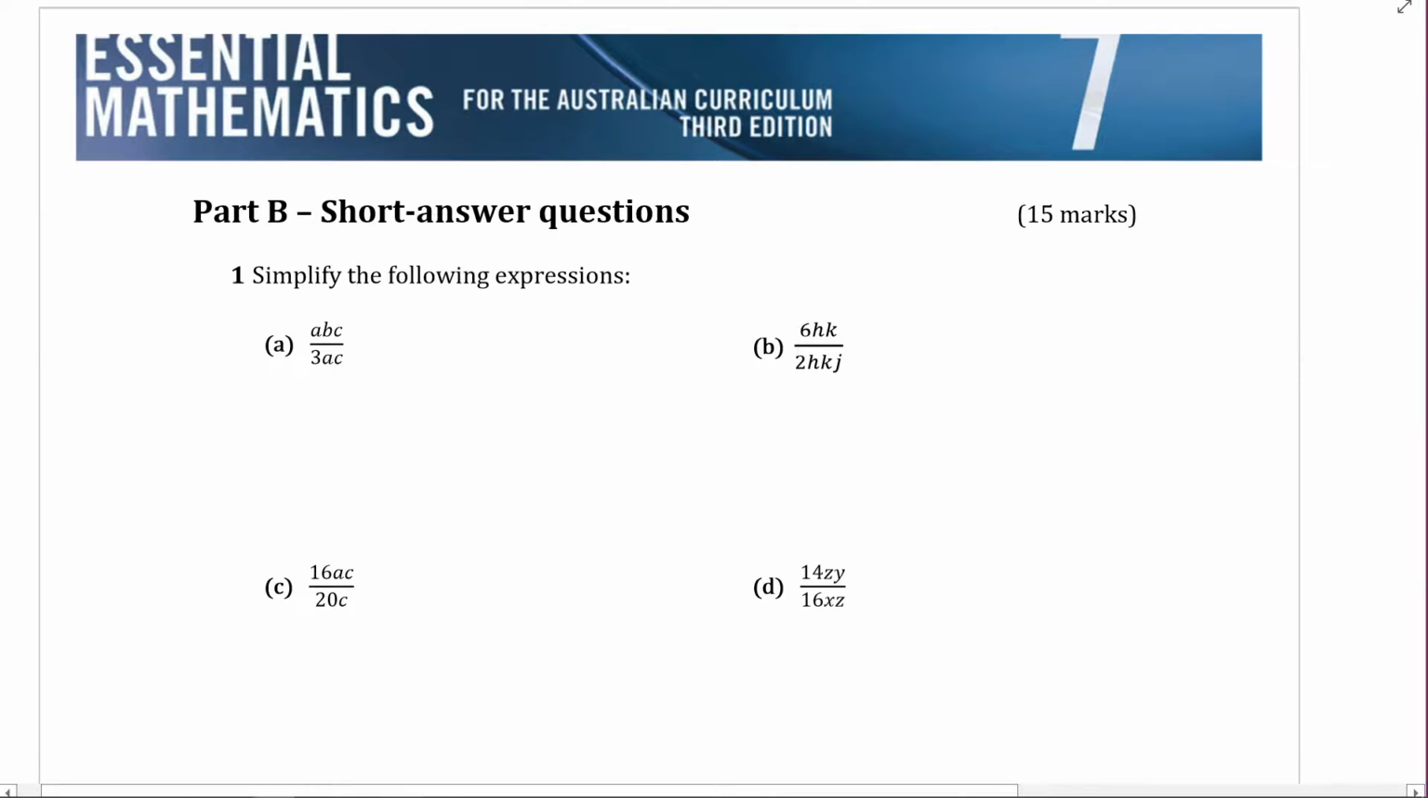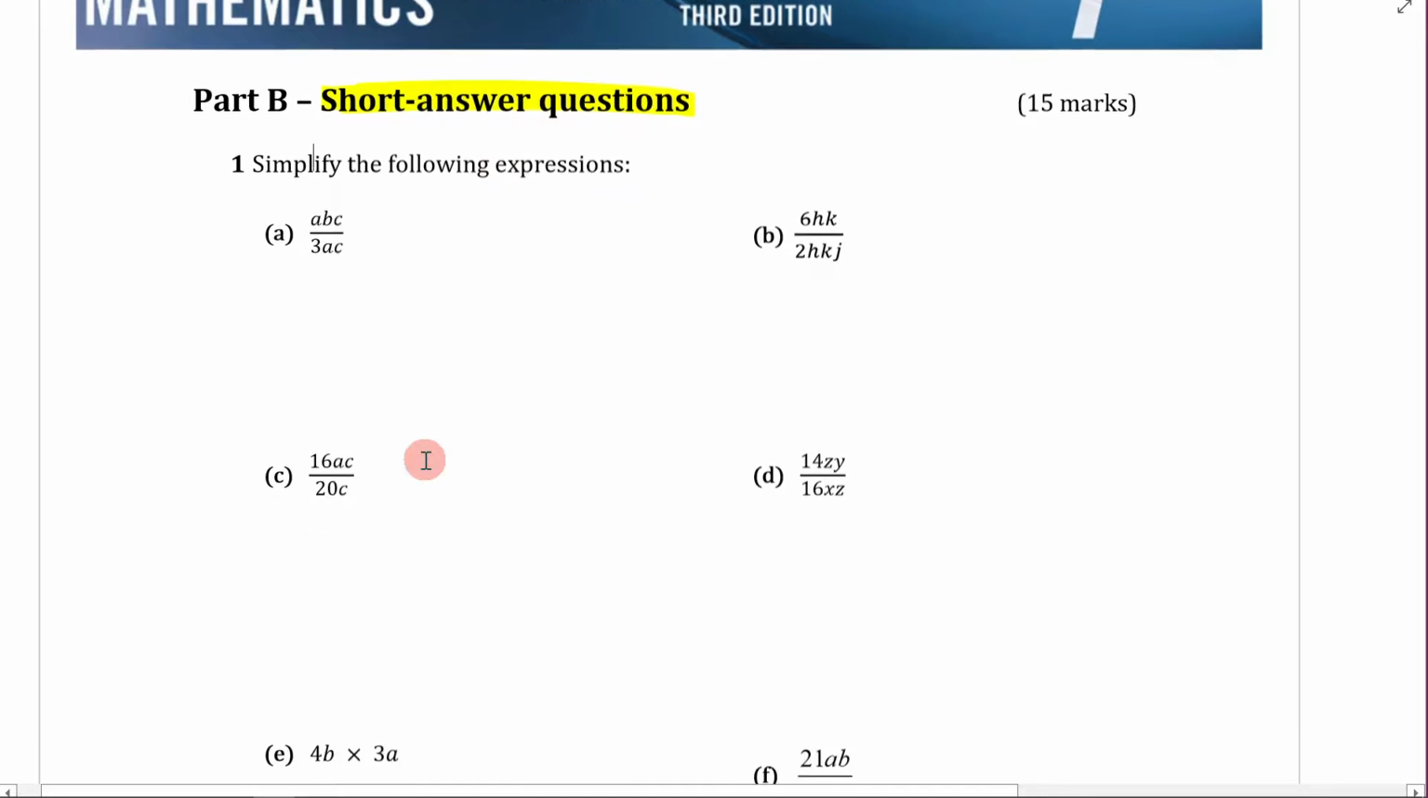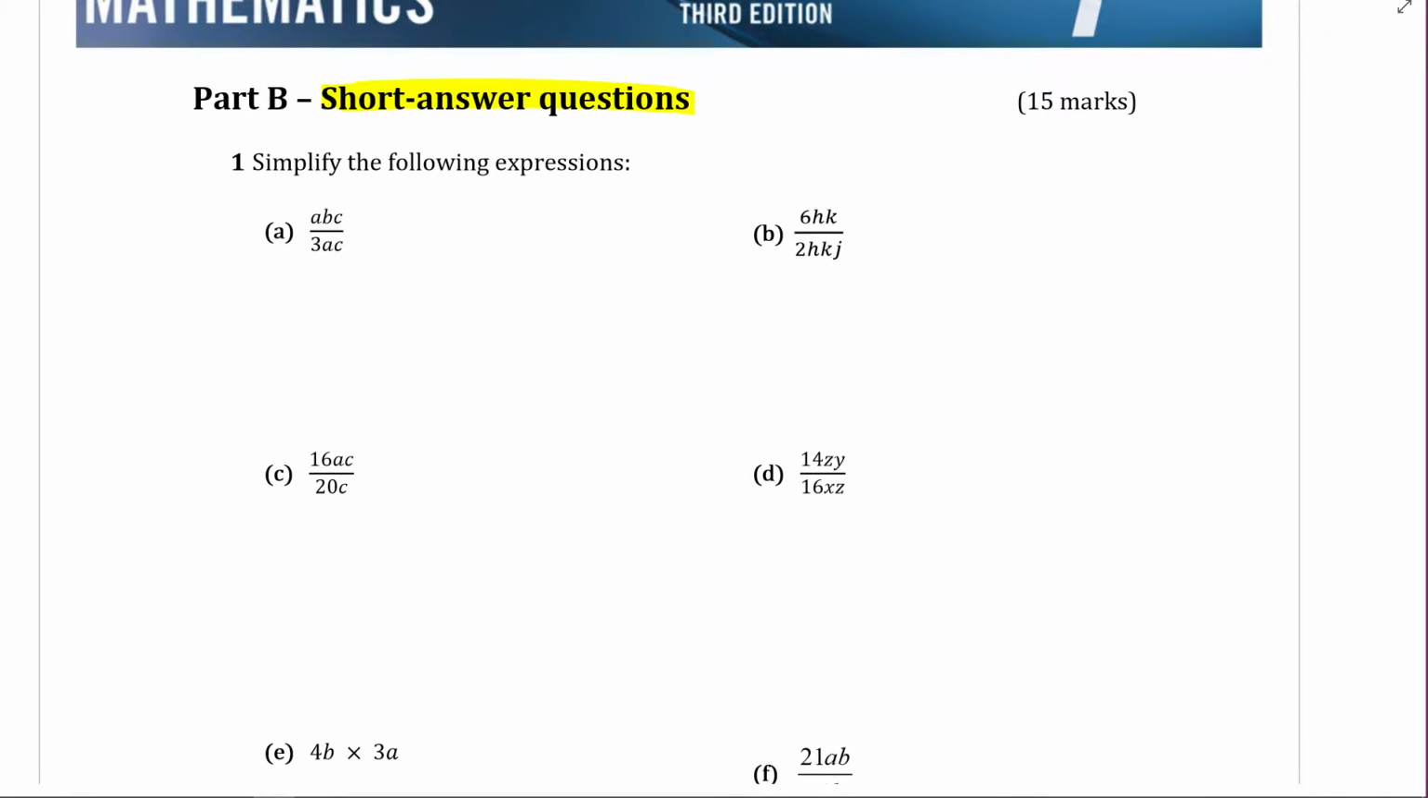Let's now work through the short answer questions together. So again, you may like to attempt this part yourself, or you might just want to watch me do it. So let's go through it. First things first, simplify the following expressions.